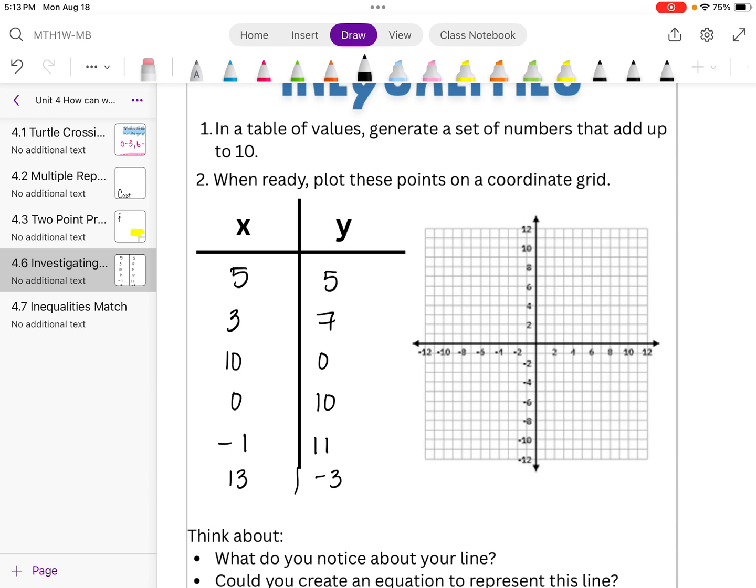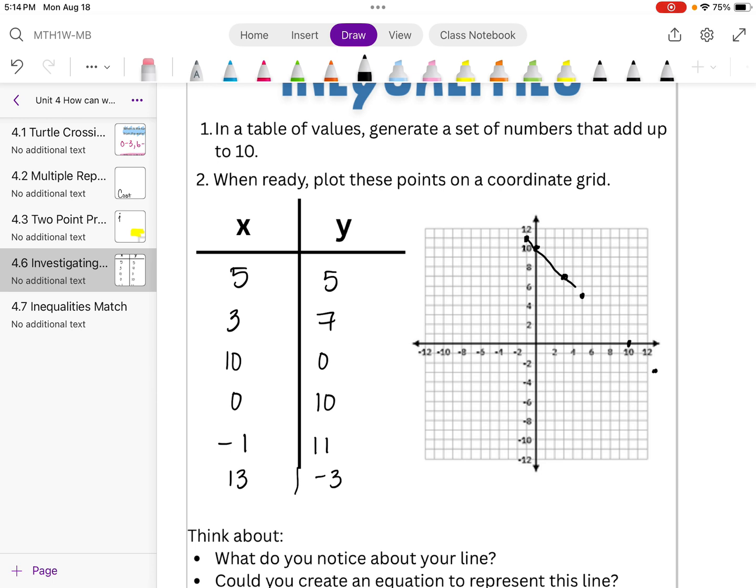So once you're finished doing that, hopefully you've already gone through and plotted your points on the coordinate grid. So I'm going to plot those right now. So I've got 5 and 5. I've got 3 and 7. I've got 10 and 0. I've got 0 and 10. I've got -1 and 11. And then unfortunately my 13 and -3 wouldn't be here, but I could kind of guess that it might be somewhere about there. And then I'm going to connect those.